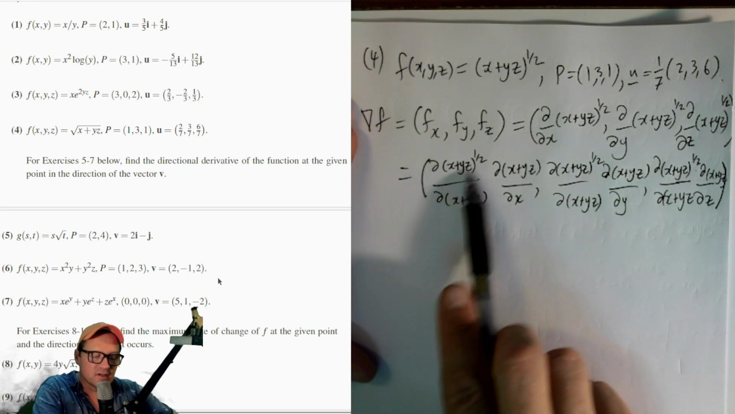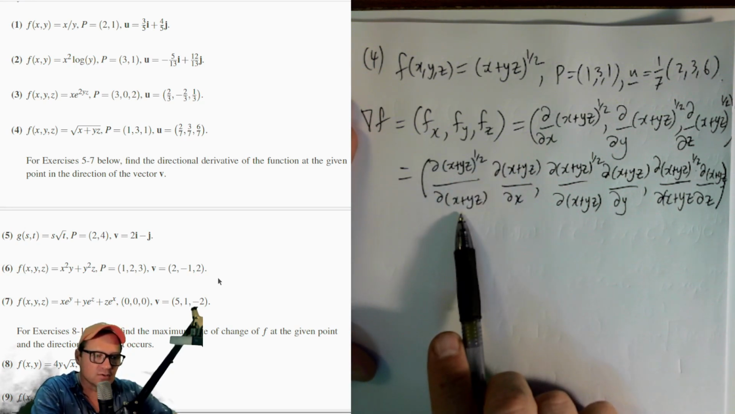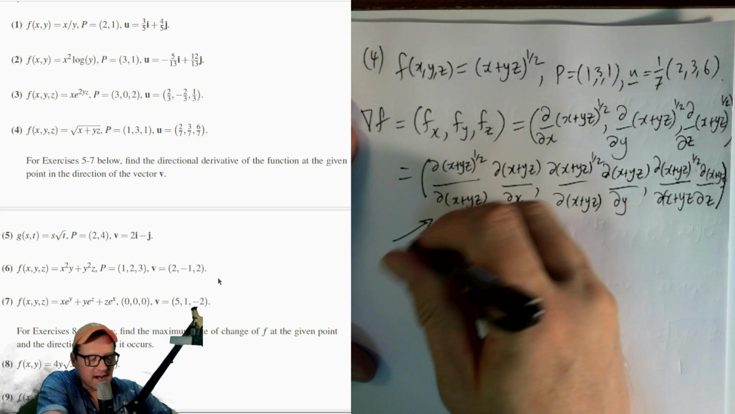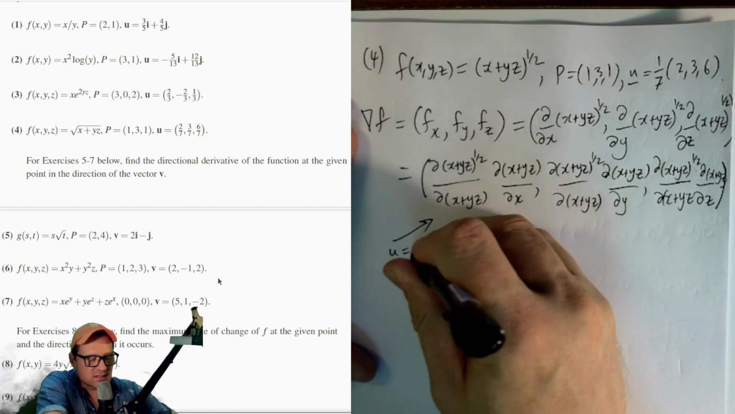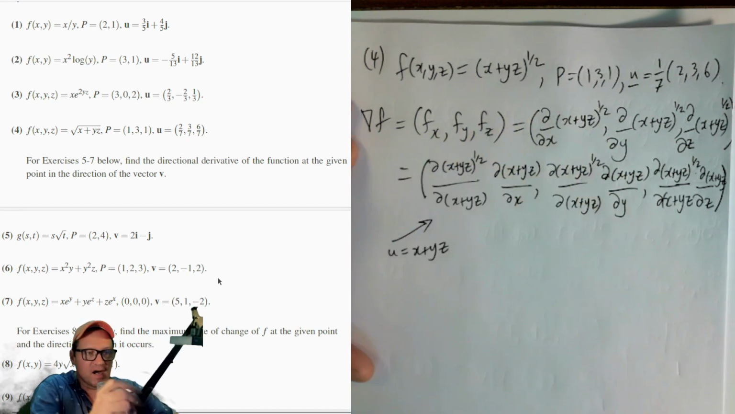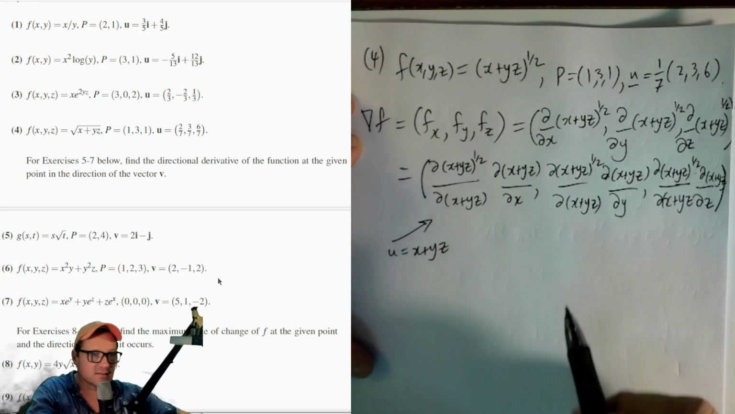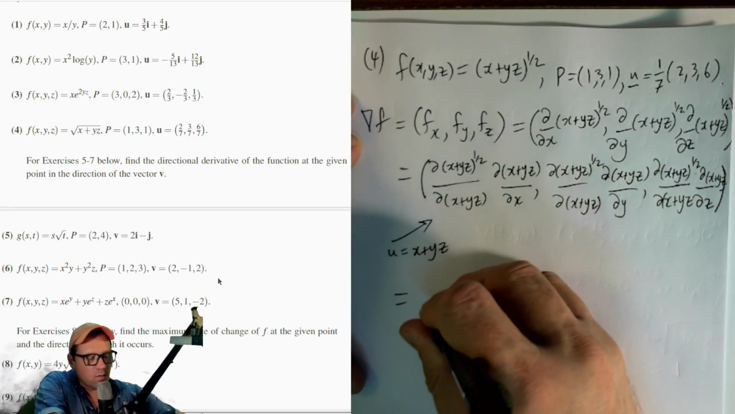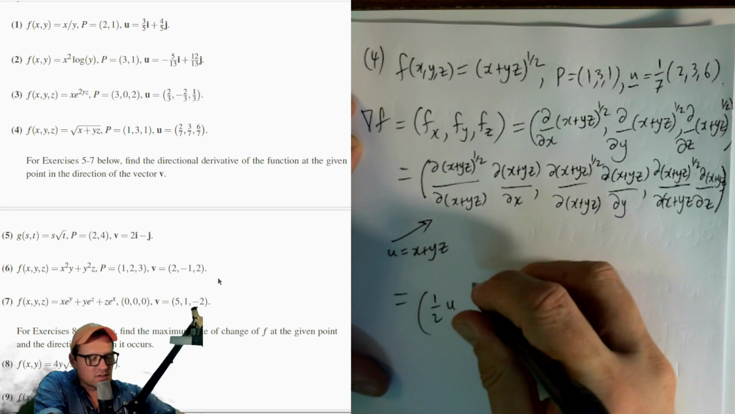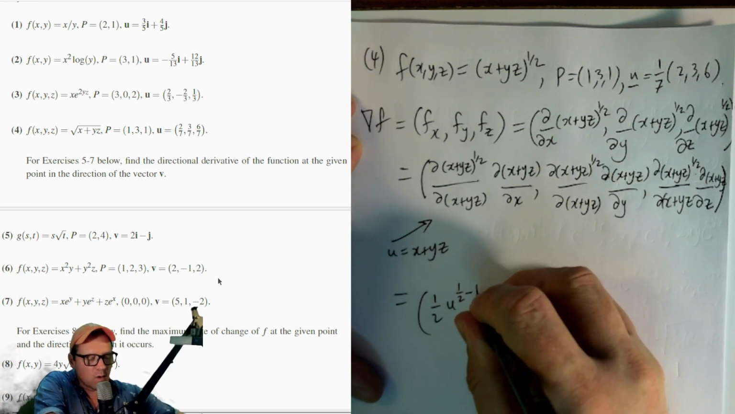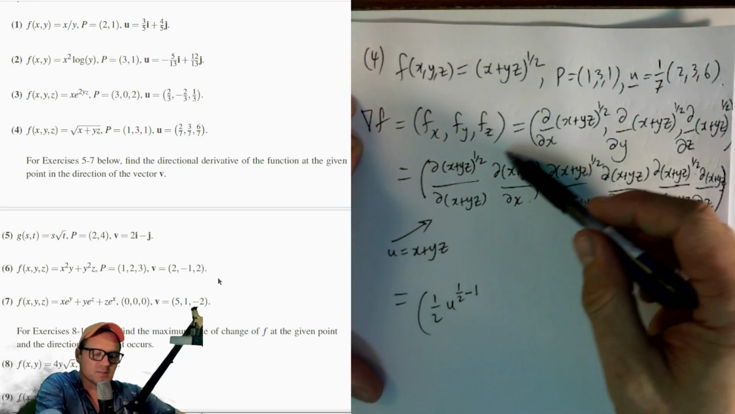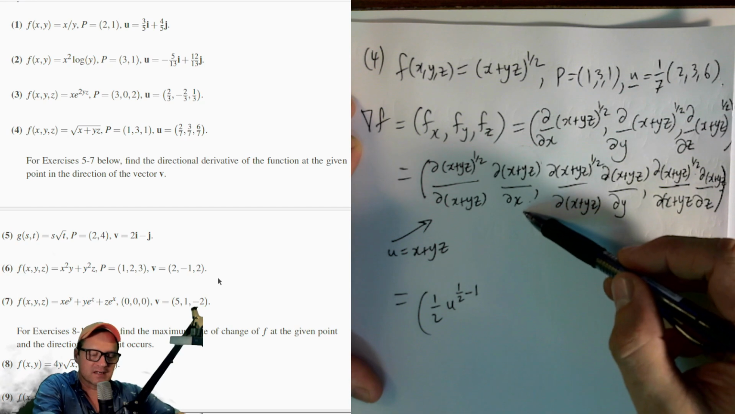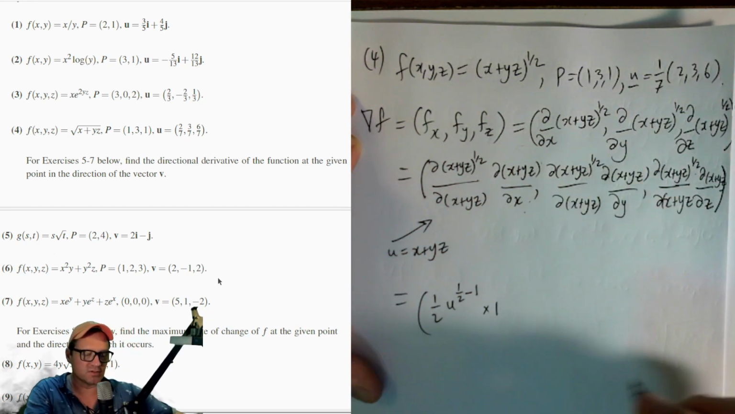The derivative of u to the 1/2 with respect to u, and I'm just going to draw an arrow and say u is x plus yz. This derivative is 1/2 u to the 1/2 minus 1, and then it's multiplied by the derivative of u with respect to x. In this case, it's 1. Just put times 1 there.